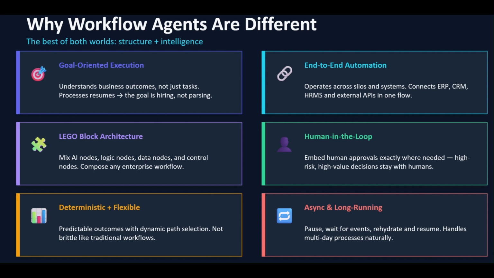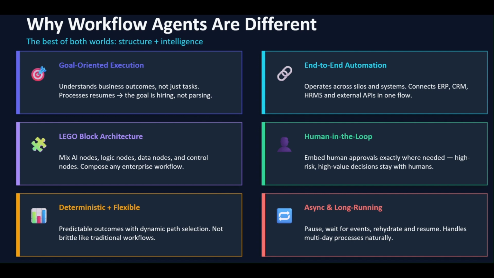The fifth one is deterministic but flexible. You get predictable, auditable outcomes and the ability to handle the unexpected, not brittle, not chaotic. And the final one is async by design, because we don't run in one shot. We need to wait for some event to get completed and then perform the next step. Workflow agents can handle all these things natively, and that's the combination that makes them genuinely enterprise ready.